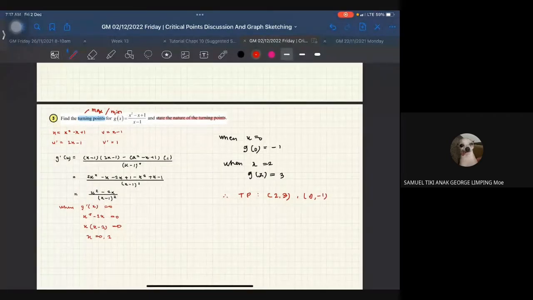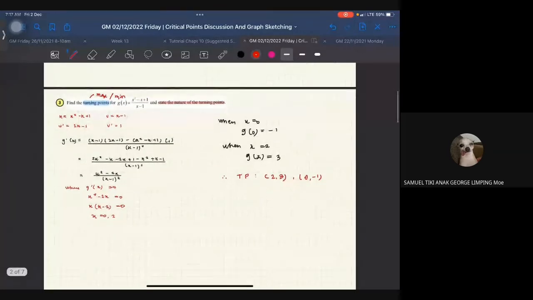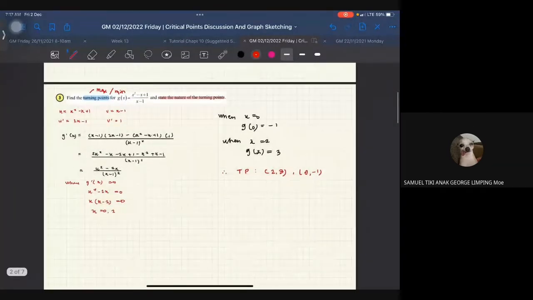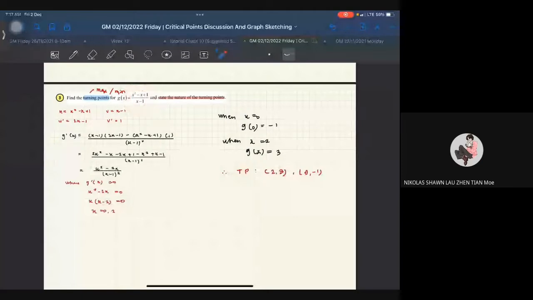Okay, this is the first part, settle. Okay, so moving on to the next part. Okay, so kita nak state the nature of the turning points. Alright, so soalan dekat sini dia tak cakap pun awak nak kena guna first derivative or second derivative test. Okay, tapi logically kalau awak tengok this type of function yang awak ada, will you choose to do the first derivative test or the second derivative test? First derivative. First derivative test, exactly.